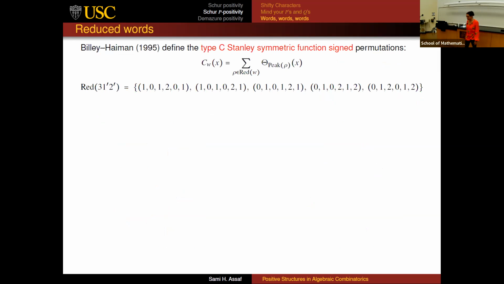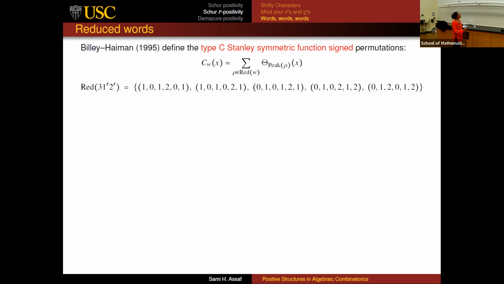So words. Every good story has words. So Billey and Haiman gave us the type C Stanley symmetric functions. So this guy is sort of the type C thing that I'm not talking about that shows up. You can also look at it in the work of Billey, Hamaker, Roberts, Young. And in fact, this is their application for the dual equivalence that they define, using this guy. So here's an example. You take a signed permutation, and here are all of its reduced words, because we have an S0 now, right? And then you're going to put a structure onto that, okay?